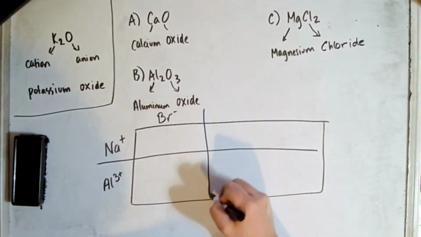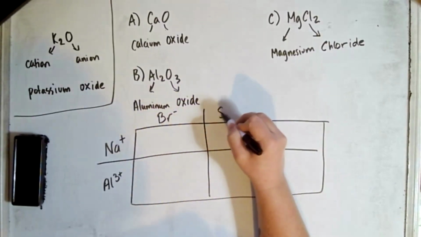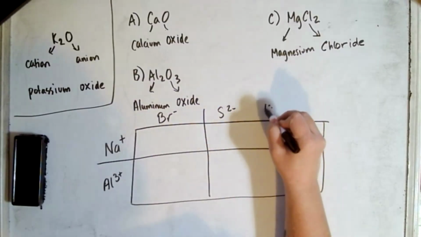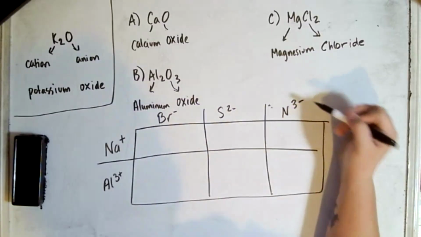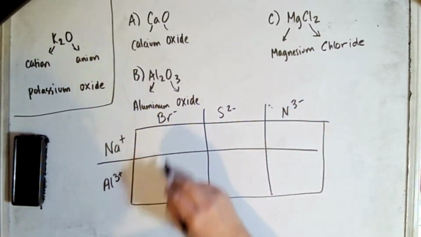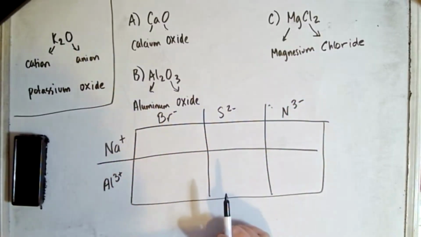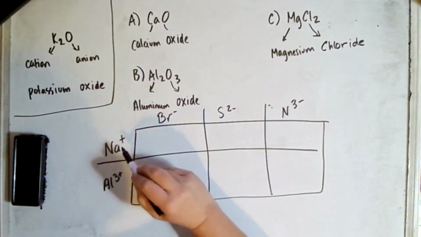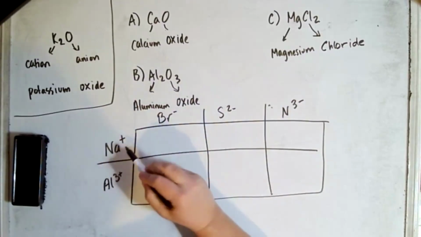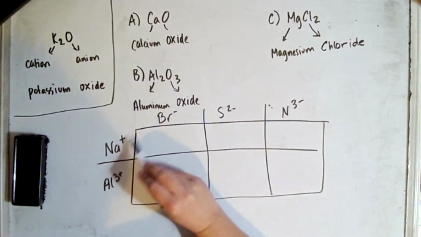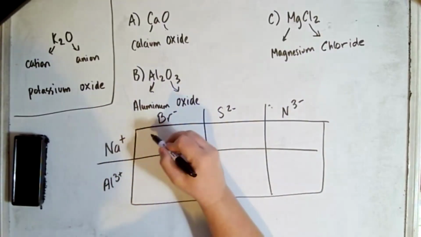And then the bromide ion, sulfide ion, and then nitride ion. And they want us to make the compounds, like go through and match everything up and make the compounds. And then we want to write the formulas and the names for these. So for the first one, we're going to look at Na+ and Br-.